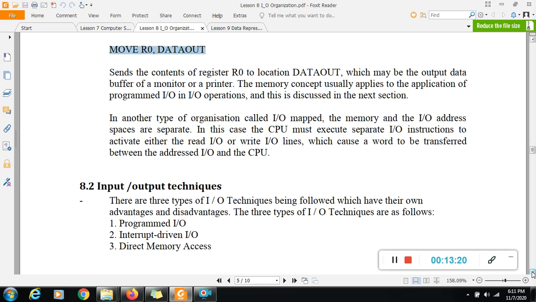In another type of organization called input-output mapped, the memory and the input-output address spaces are separate. In this case, the CPU must execute separate input-output instructions to activate either the read I/O or write I/O lines, which cause a word to be transferred between the addressed I/O and the CPU.